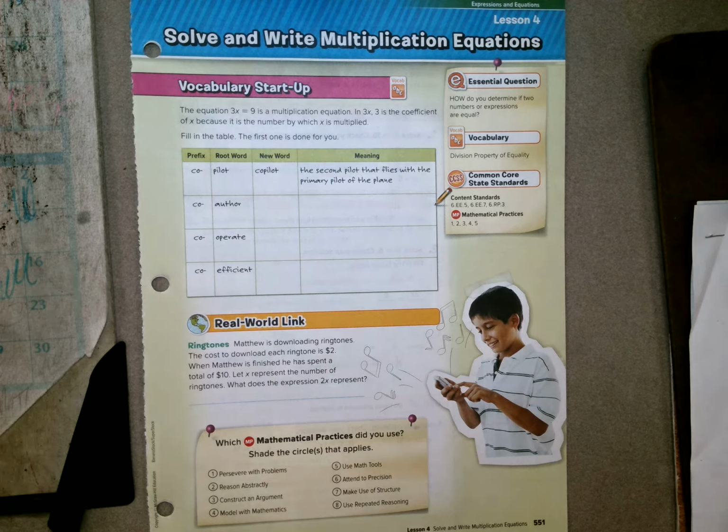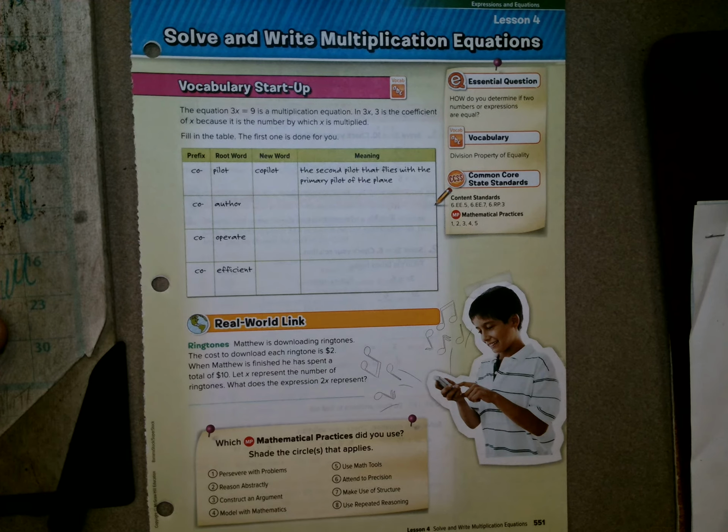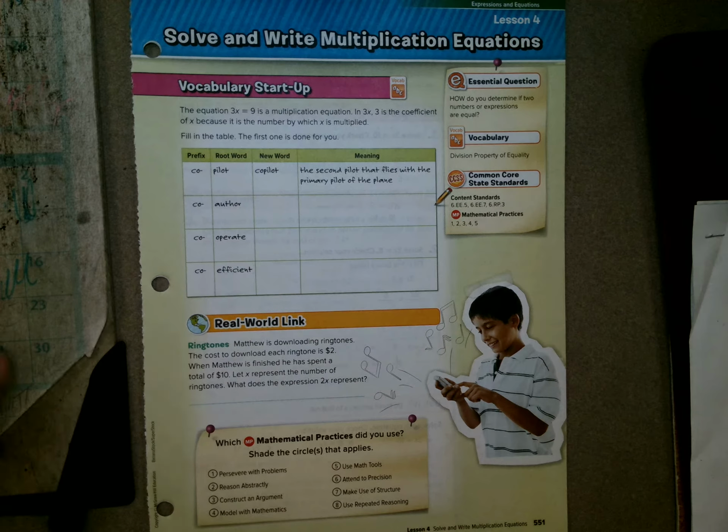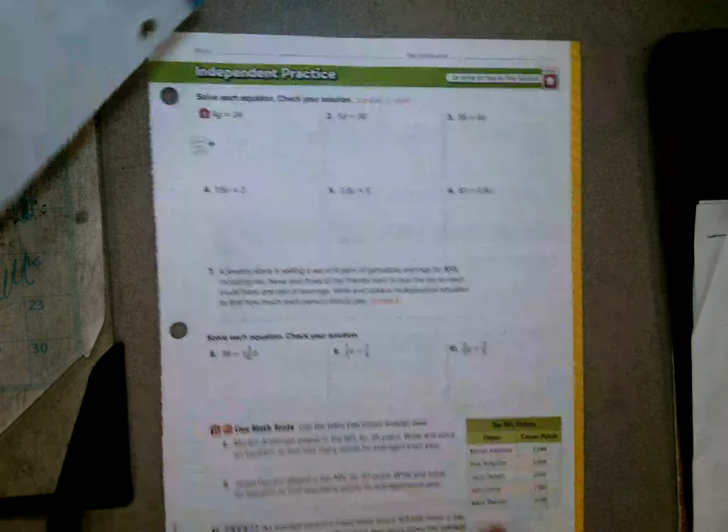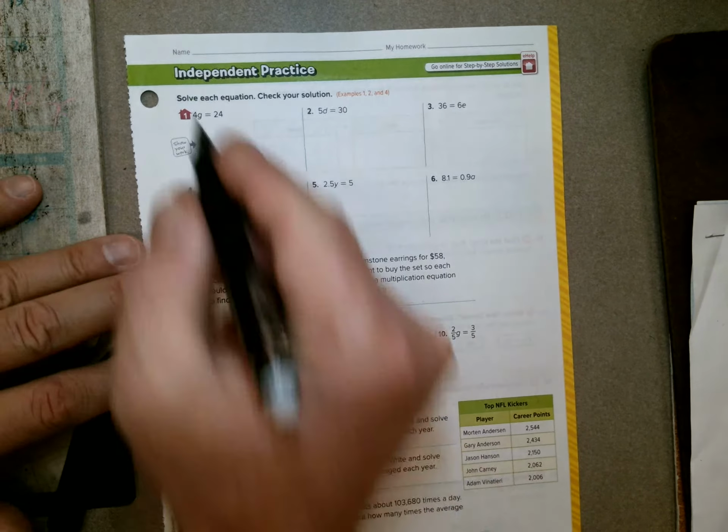More of the same. We're going to be using the division property of equality. We're still going to be doing the inverse operation, so keep that in the back of your mind. I want to get circled up. We're going to go 1 through 12.